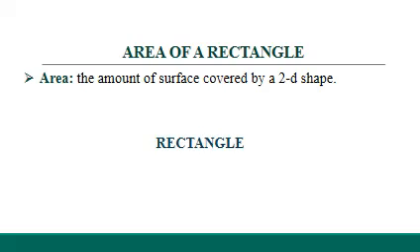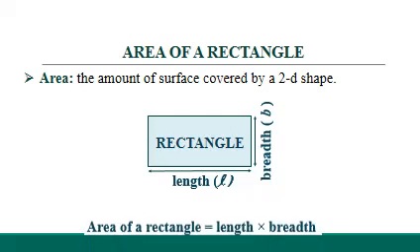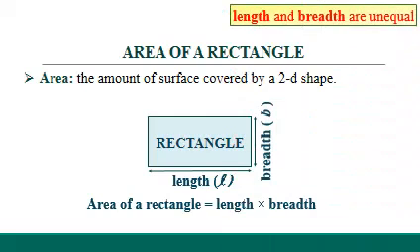Now please have a look at the rectangle along with its two dimensions. One is length and the other one is breadth. So how can we find out the area of a rectangle? By taking the product of these two dimensions. So the area of a rectangle is equal to length multiplied by breadth.